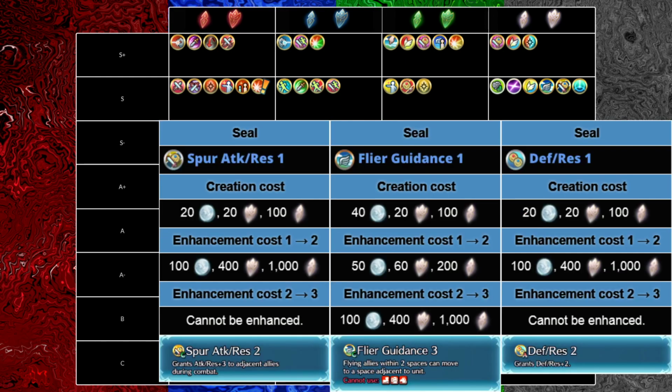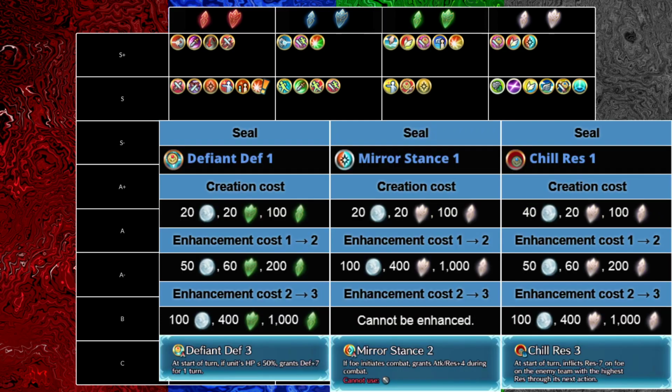As for this one, they're mostly not very amazing. Flier Guidance can be good for Flier Balls. Spur Attack Res can be pretty solid for Arena. As for this one, Mirror Stance is almost a must-have. Really, really good seal. Chill Res can be useful in some cases, mostly for AR defense, otherwise it's not that amazing. And that's about it.